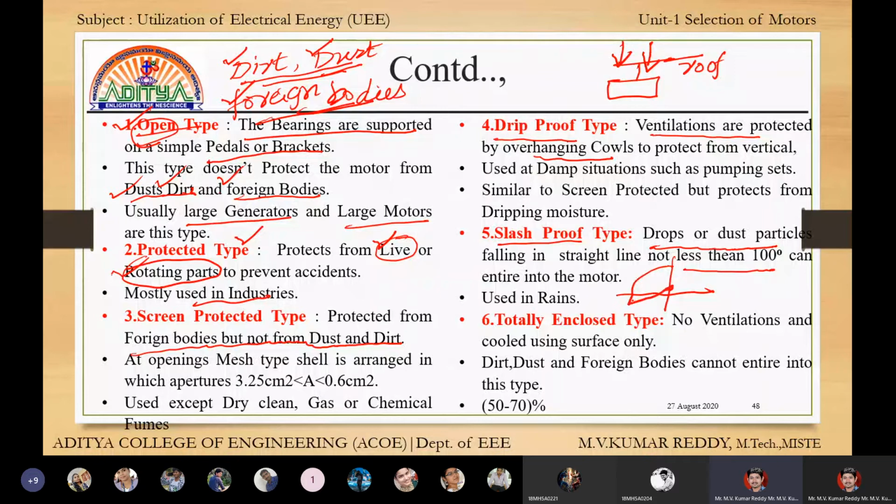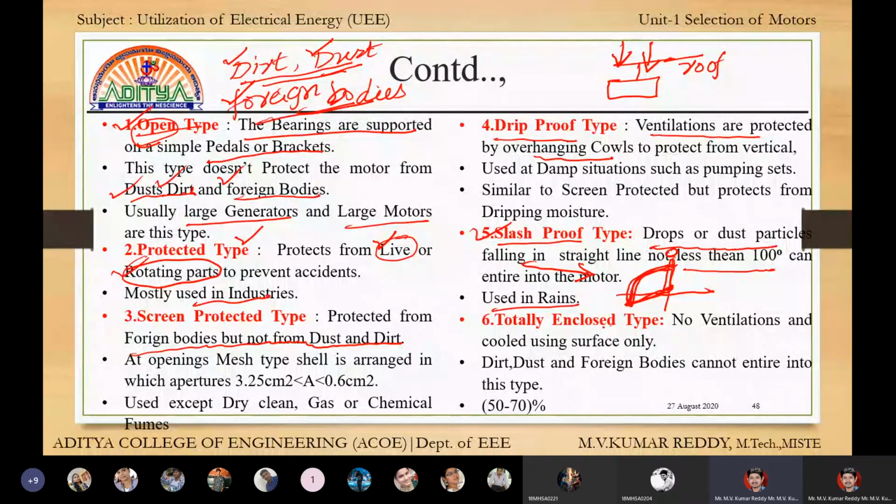Okay, this is the direction. Let's say this is 0 degrees and it is 100 degrees. Whenever rain falls from this direction, it can be protected up to 100 degrees. Beyond 100 degrees it cannot be protected. Up to 100 degrees it can be protected, so it is used in rains.